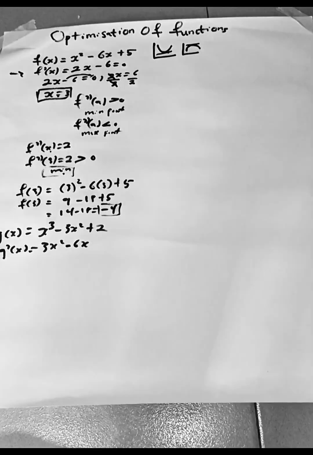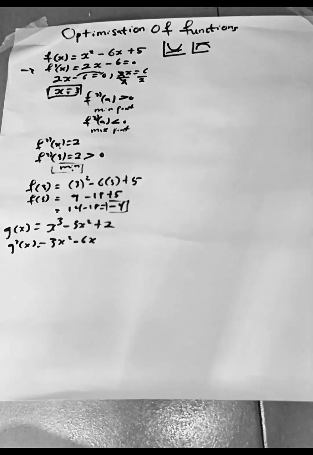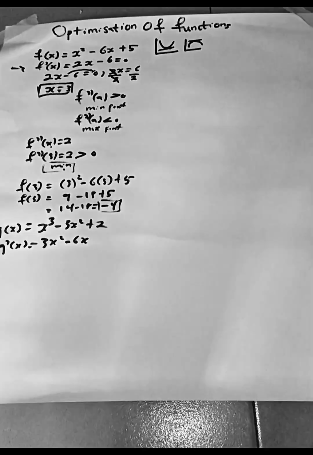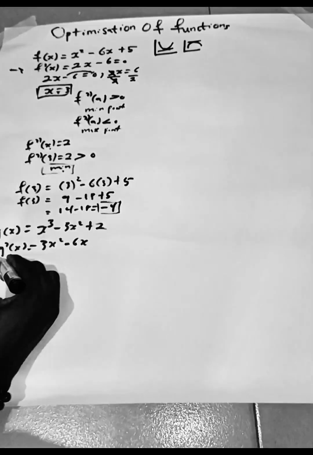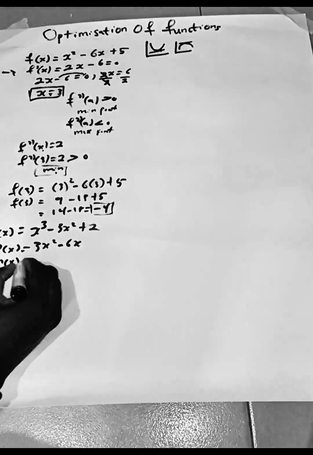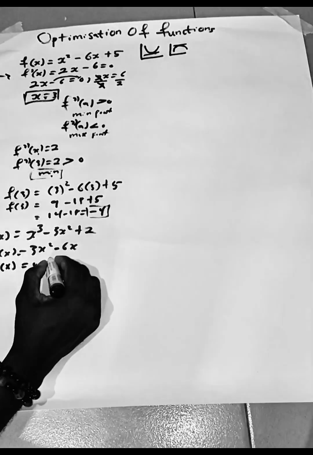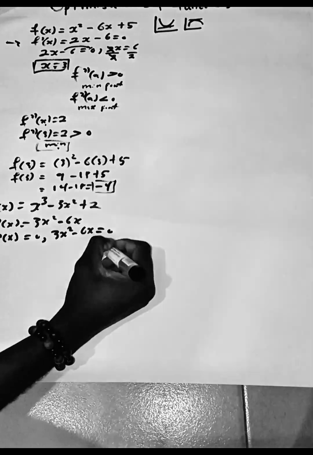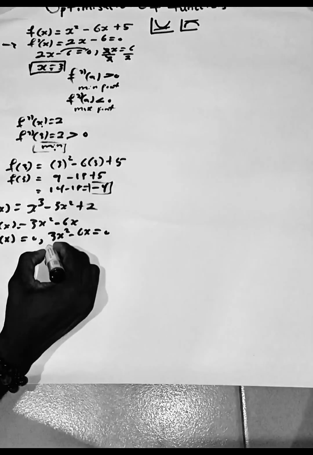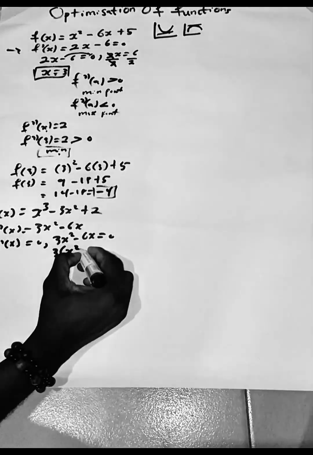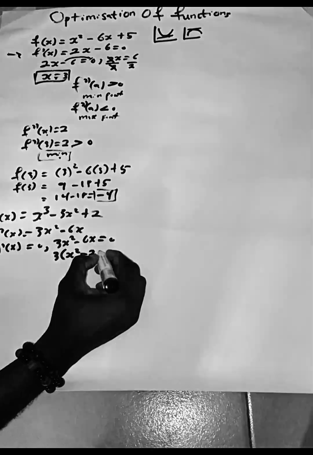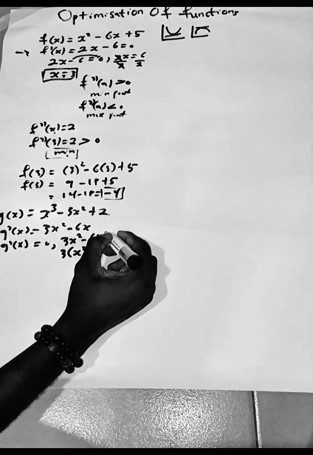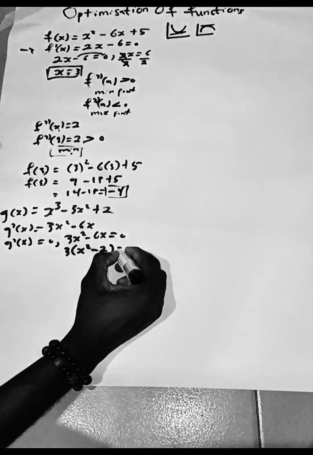Then we need to set that derivative equal to 0 to get our critical points. That's the point at which the slope of the function is equal to 0. So we set g prime of x to equal 0. That will be 3x squared minus 6x is equal to 0. So what we can do is factor out a 3.